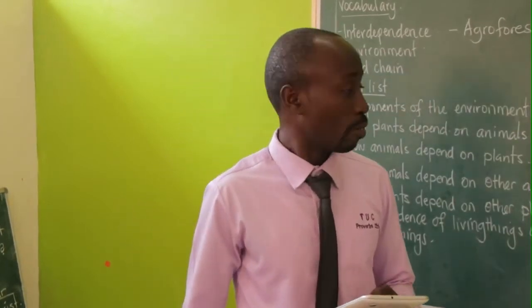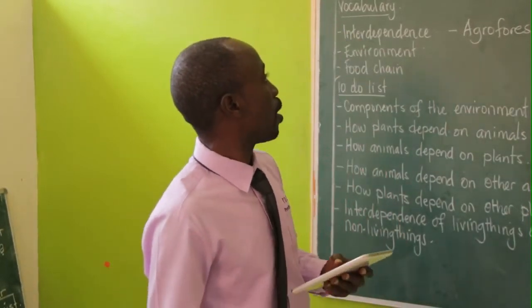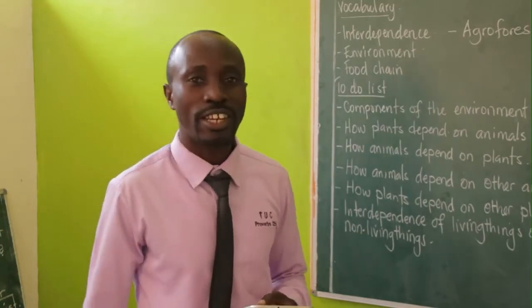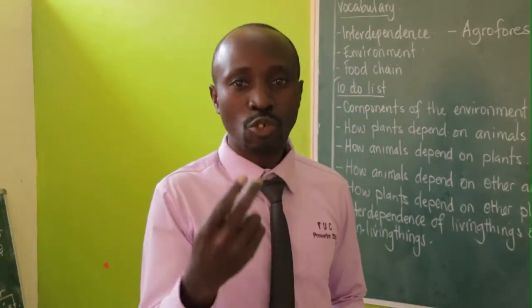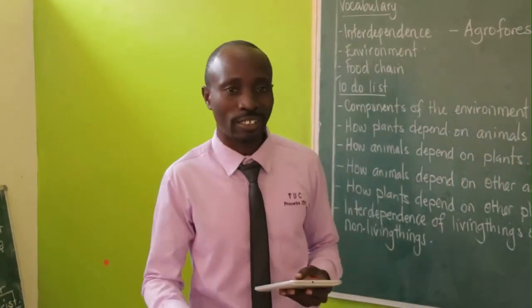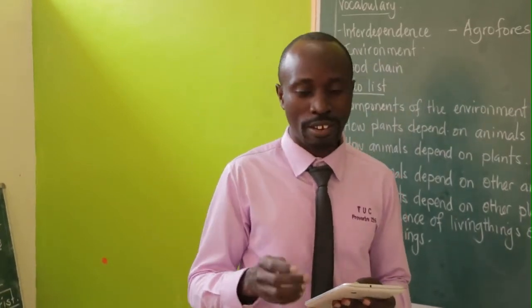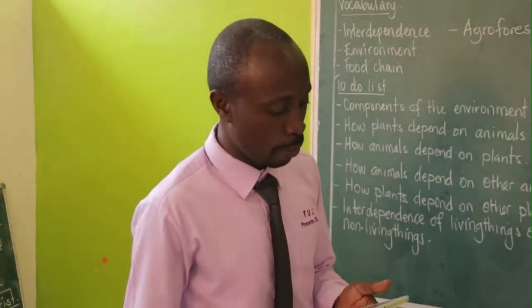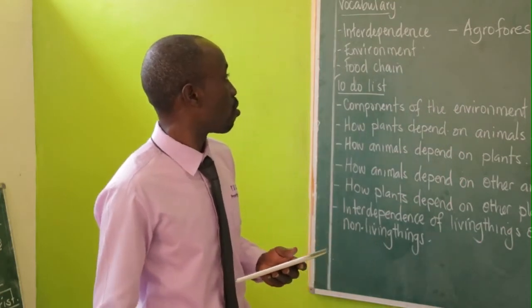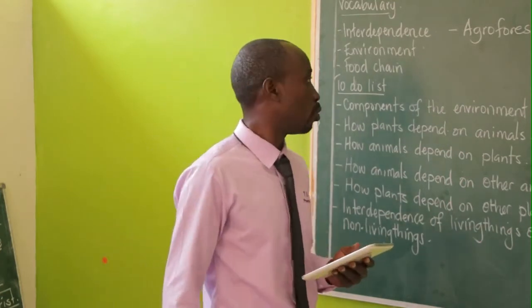In this episode, we are going to look at the interdependence of things in the environment. There are two words that you have to understand here, that is interdependence and then environment, okay? So let's first of all go through the vocabulary that you're supposed to use in here.